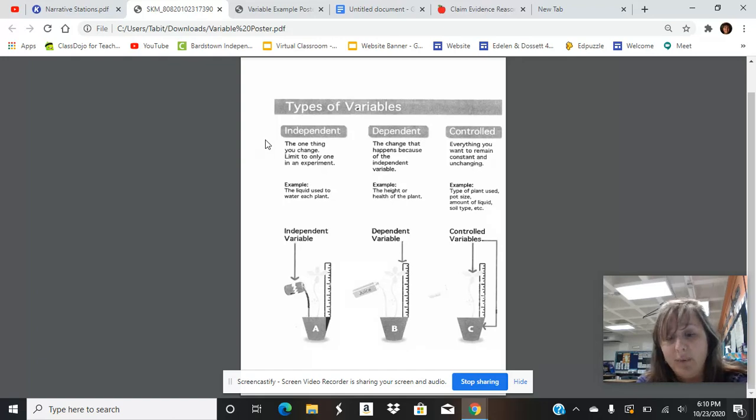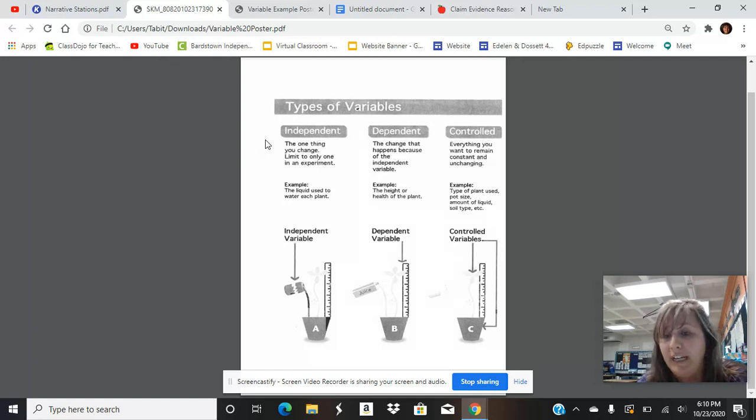Now, the dependent variable is the change that happens because of the independent variable. In this one, the one thing that they're measuring is the height of the plant or the health of the plant. So they want to see how much the plant will grow in the time span that they're watering it with Coke and juice and no water at all. That's their dependent variable. That's the change that they want to see happen, what they're measuring, what they're looking for.